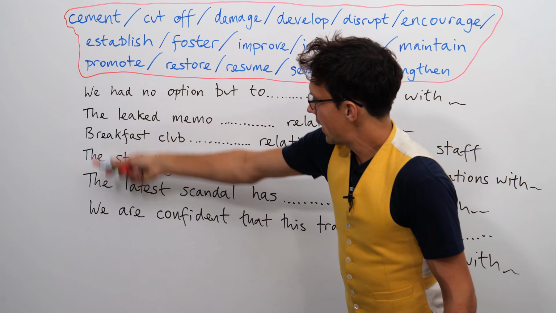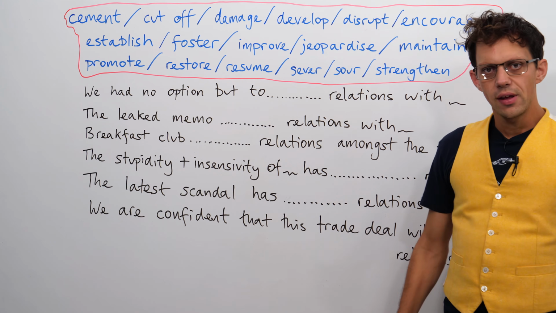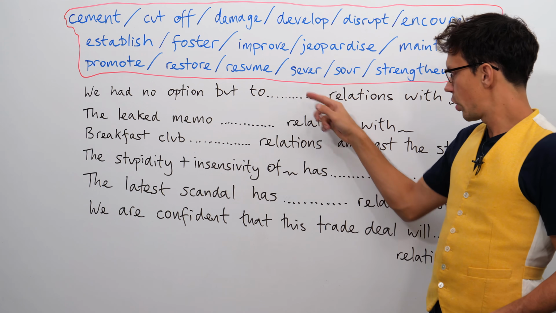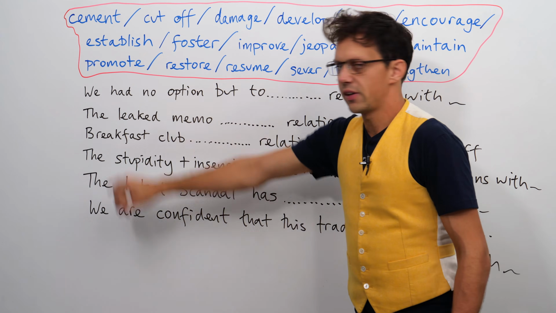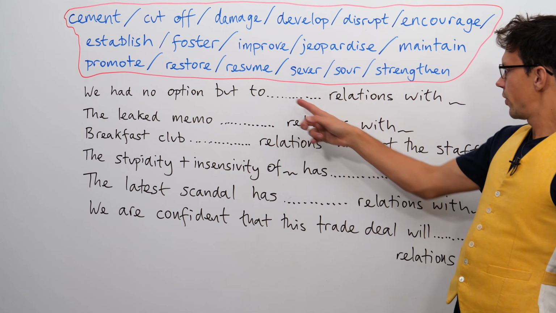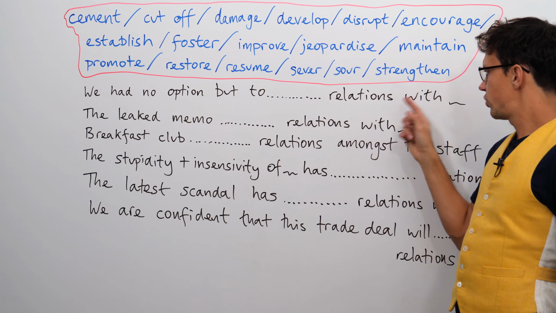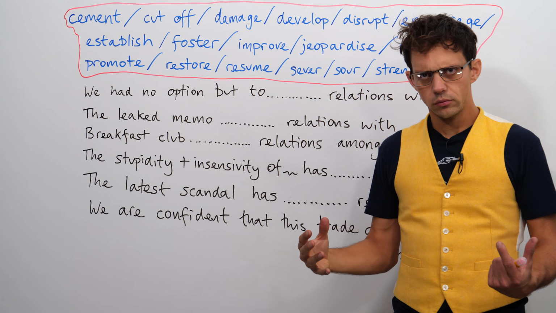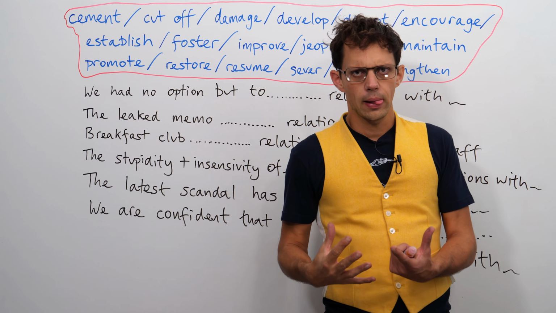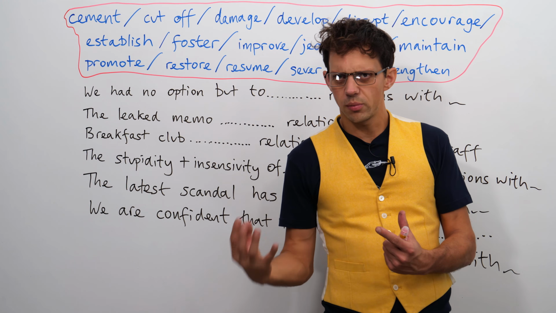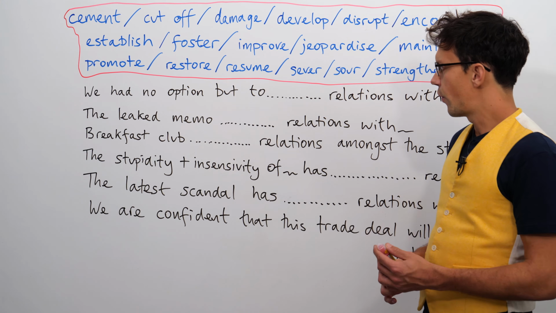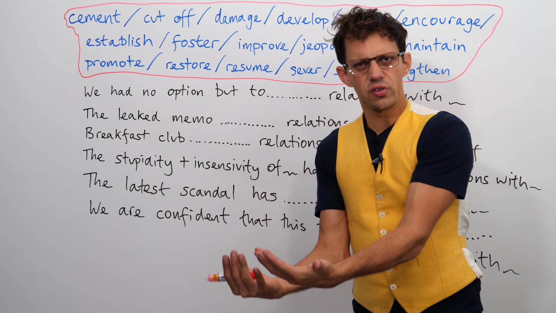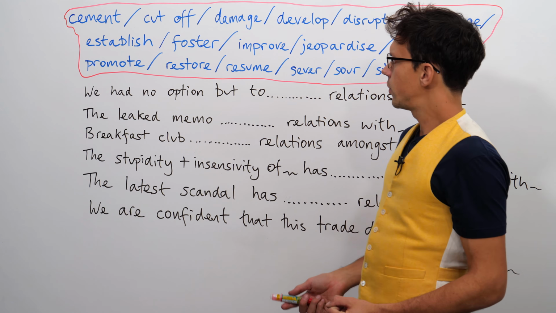Okay, here we've got 6 sentences, and together we're going to work out one of these verbs that could fit in here. First sentence: we had no option but to blank relations with. We had no option, we had no choice. So that's not a good thing, having no choice. So it's got to be some sort of negative verb. We had no option but to something relations, something we don't really want to do. A negative that we don't want to do.